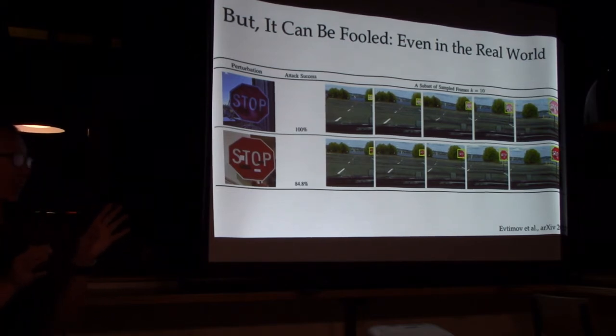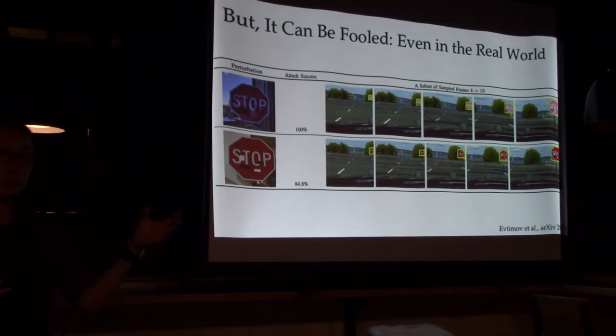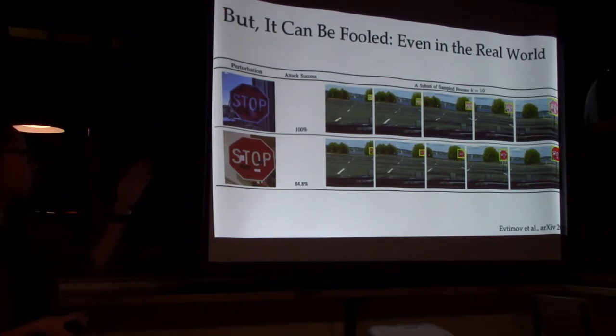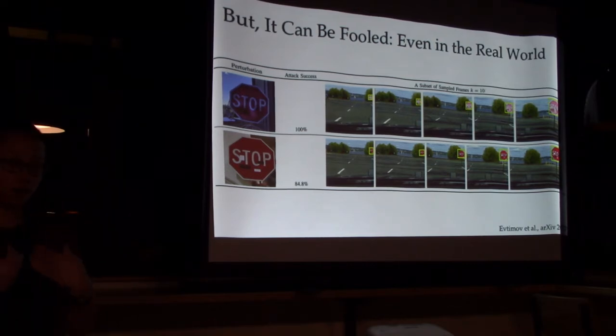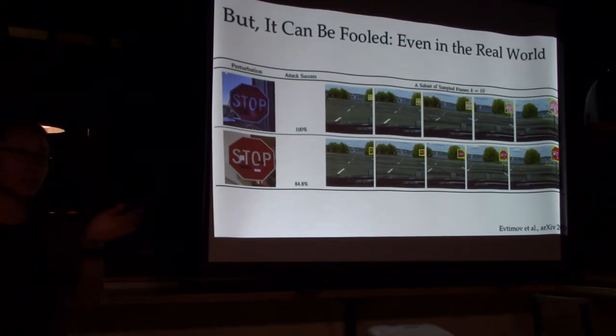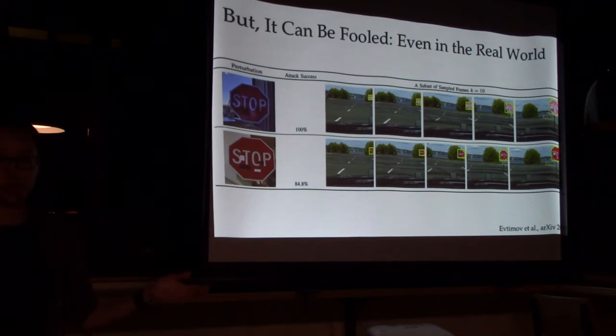It doesn't really look like it's been tampered with necessarily, but that's able to confuse the network 100% of the time as this car is approaching and trying to classify this. It actually classifies it as a speed limit sign instead of a stop sign 100% of the time.